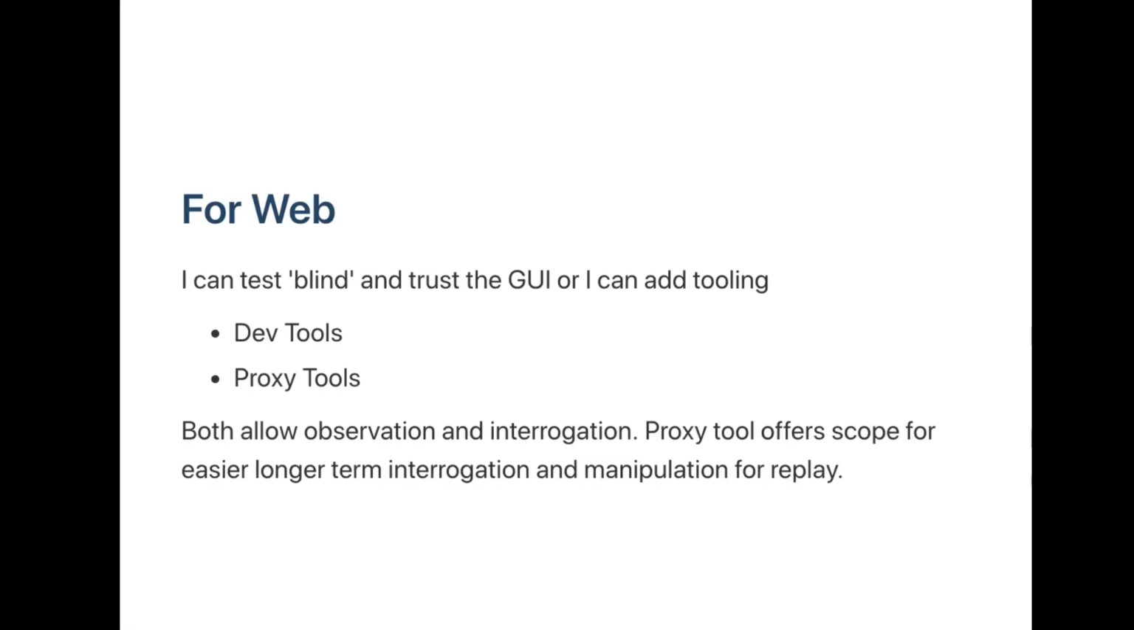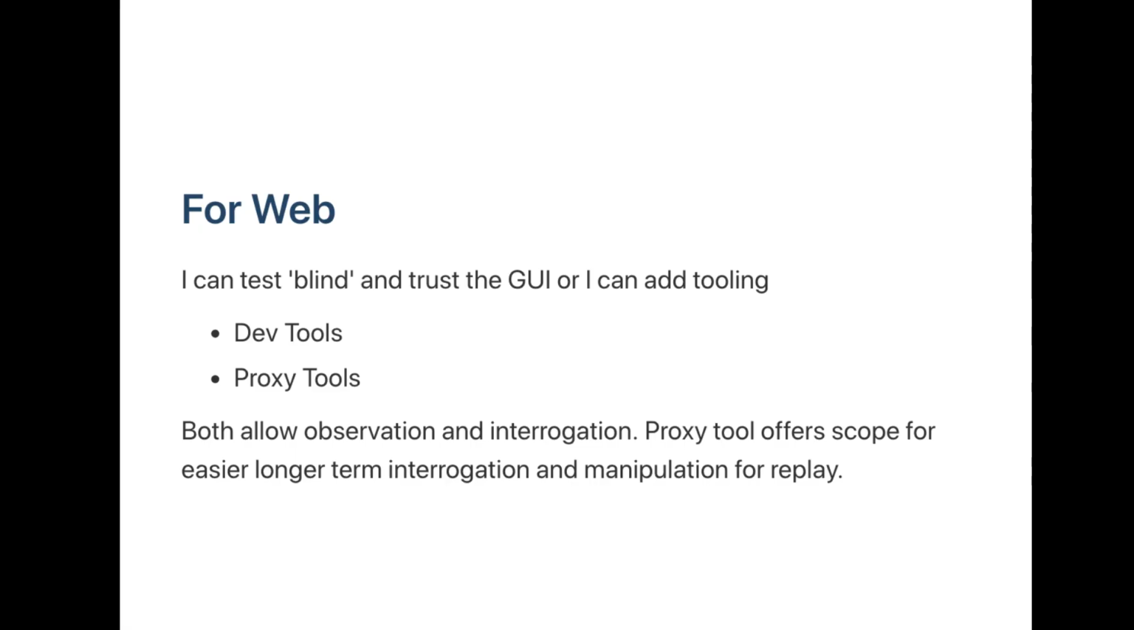So in summary, what drives tooling? Well, it's the needs of testing, but we have to identify those needs. So I identify it from models of observation, interrogation, manipulation, and modeling. Other people will have different ways of identifying their needs, but they'll probably end up in the same position. So specifically for the web, I can test blind, which means I don't have any way to observe or interrogate, or I can add tooling.